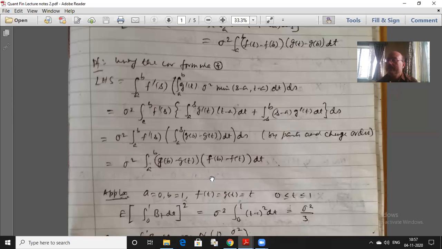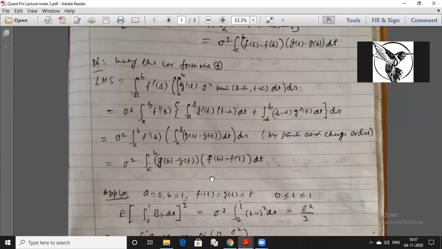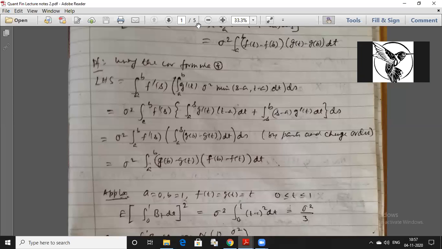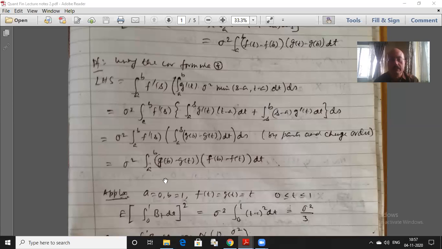But a very nice reference for all these proofs is Karatzas and Shreve. Are you familiar with Karatzas and Shreve? No, sir. Okay, so let me just write it somewhere. I can write it in the chat here, correct? Post it on the classroom stream so that it can be referred to later.